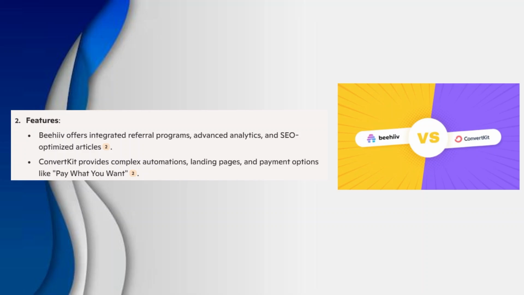Beehiiv offers integrated referral programs, advanced analytics, and SEO-optimized articles. Convertkit provides complex automations, landing pages, and payment options like pay what you want.